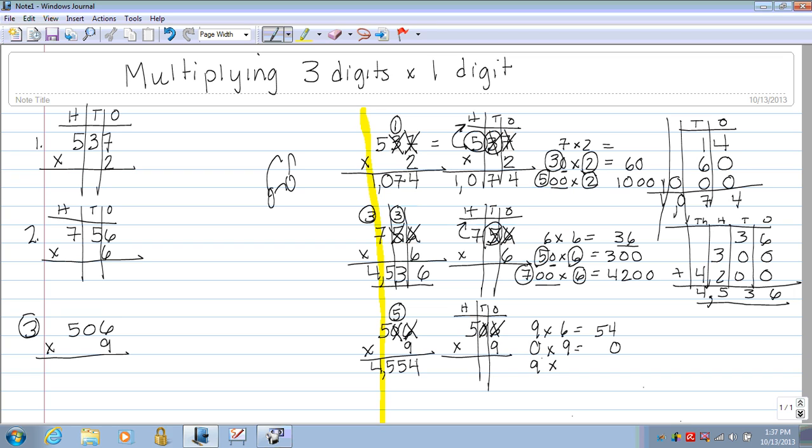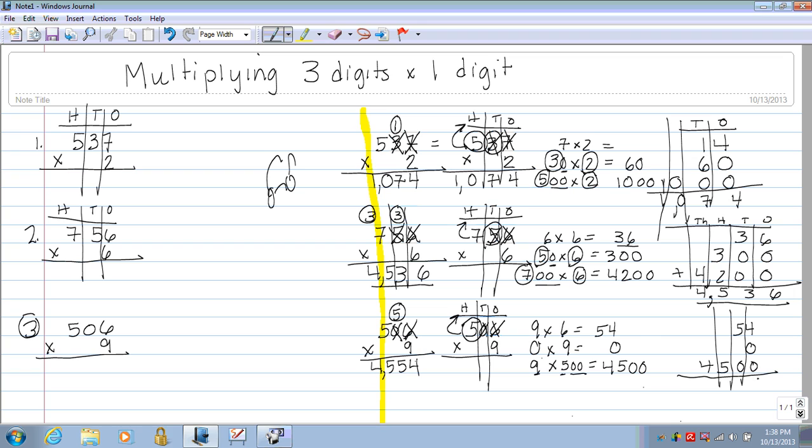9 times, remember the value of that 5 is not just 5, but we're in the hundreds place value, so it's 500. I know that 9 times 5 is 45, and I place my 2 zeros after that. Now, remember when you add them up, you have to have the correct place value. If you don't add them in the right place value, you get the wrong answer. You don't want to do all that hard work and get the wrong answer.